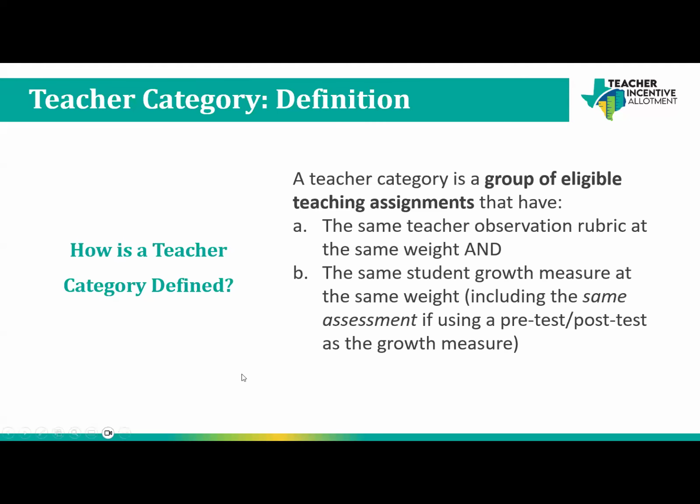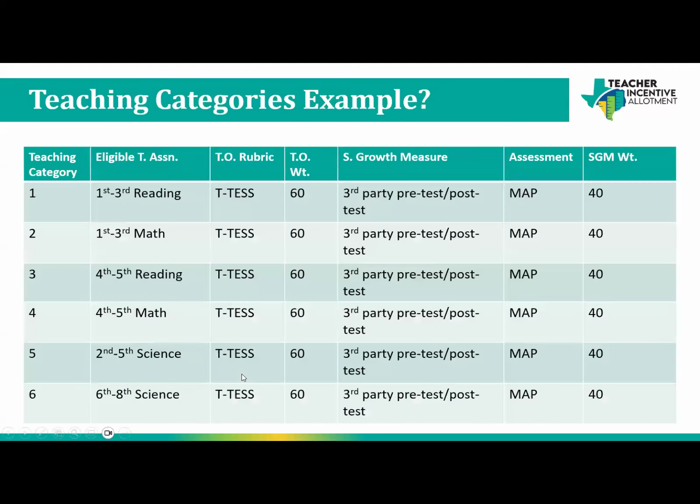So we're going to practice this. This is an example. I want you to think, you don't have to do anything. It's not a poll, it's a practice one. Just think in your head, is this a correct example of teaching categories? In this example, this district has 6 teaching categories: first through third grade reading, first through third grade math, fourth and fifth reading, fourth and fifth math, second through fifth science, and sixth through eighth science.